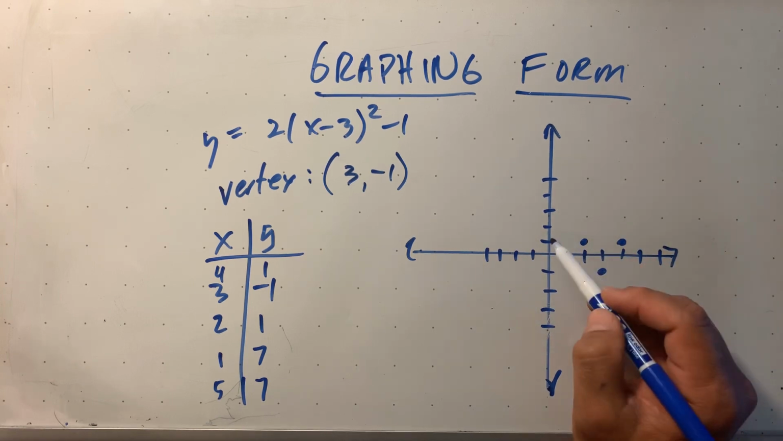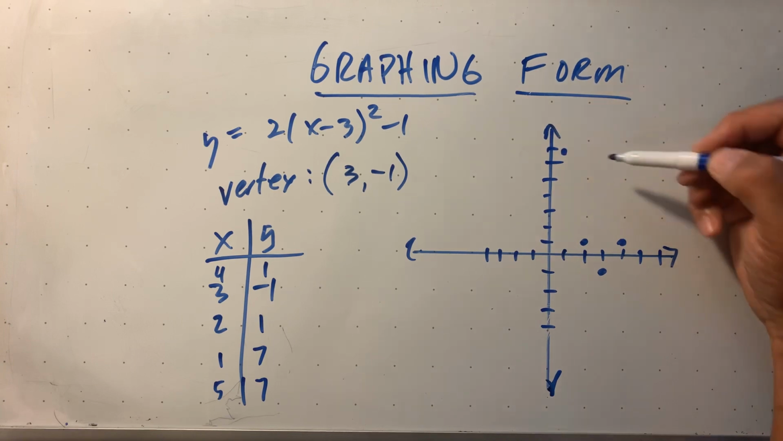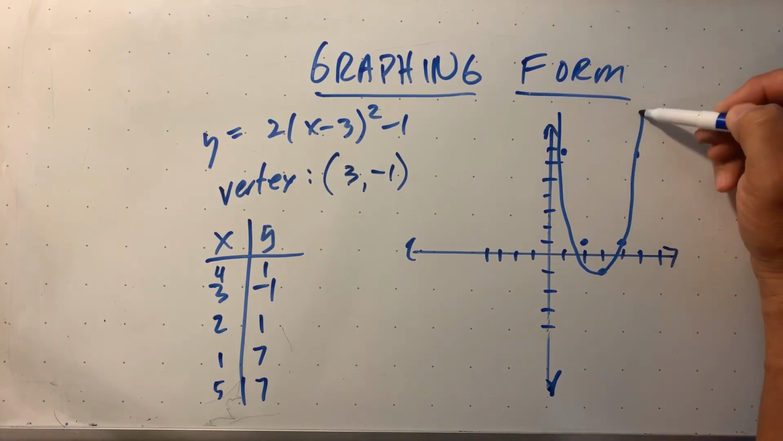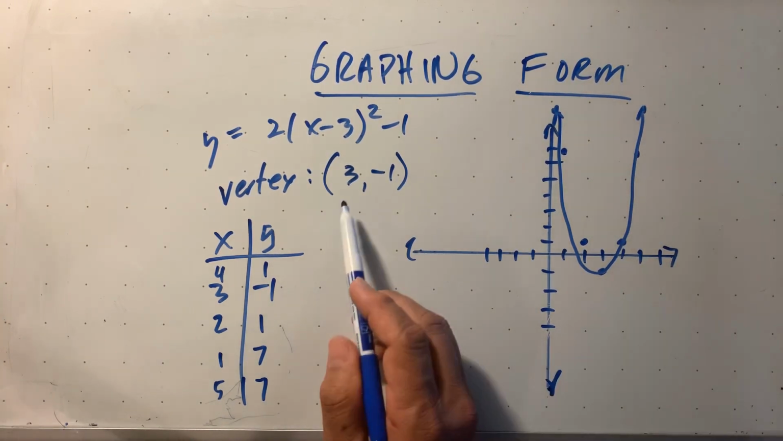Let's see, I got to go up to 7. So 1, 2, 3, 4, 5, 6, 7, we'll call it. And once again, this is just a sketch, so it's a parabola that opens up, and the vertex is (3, -1).